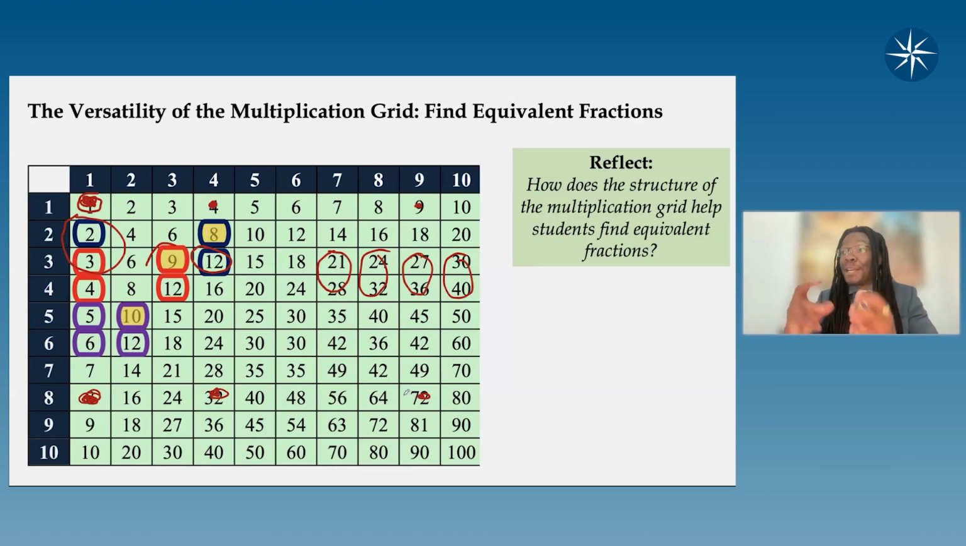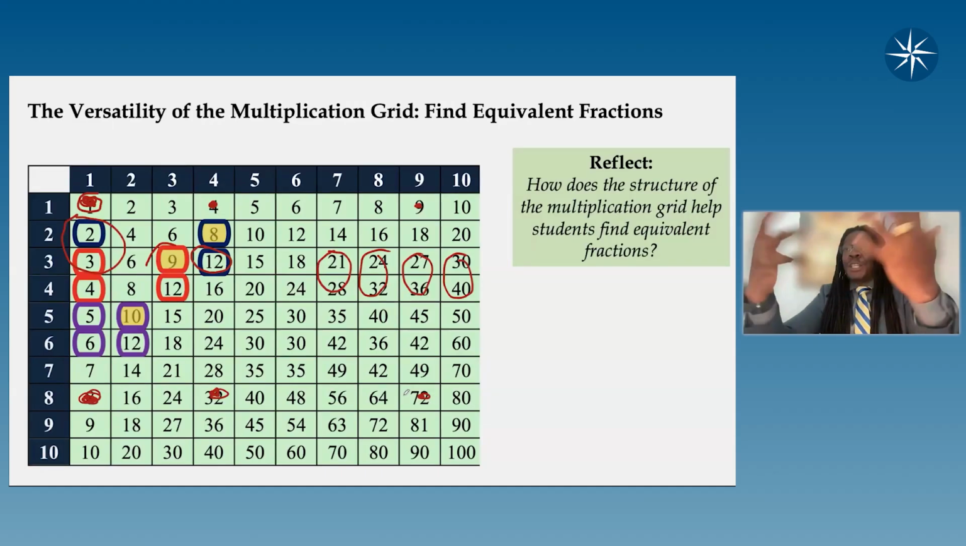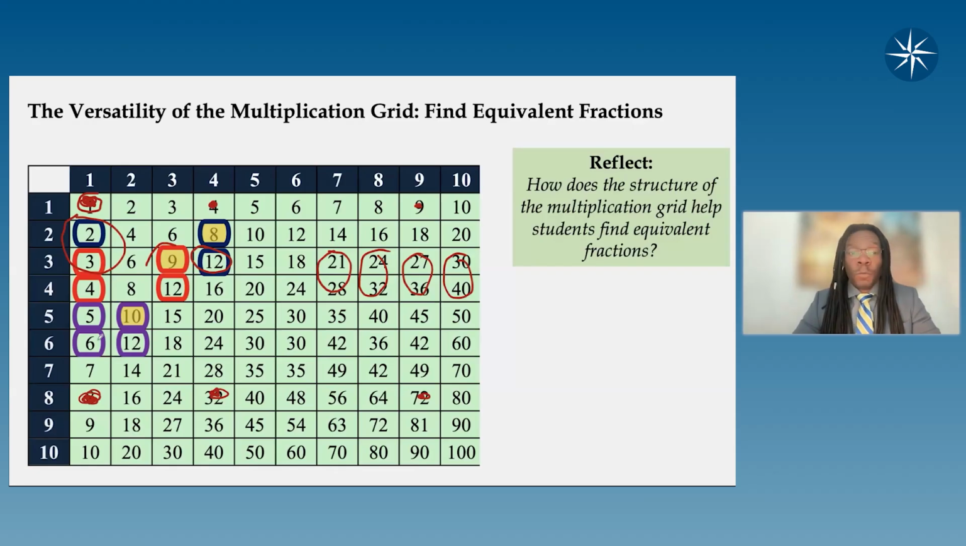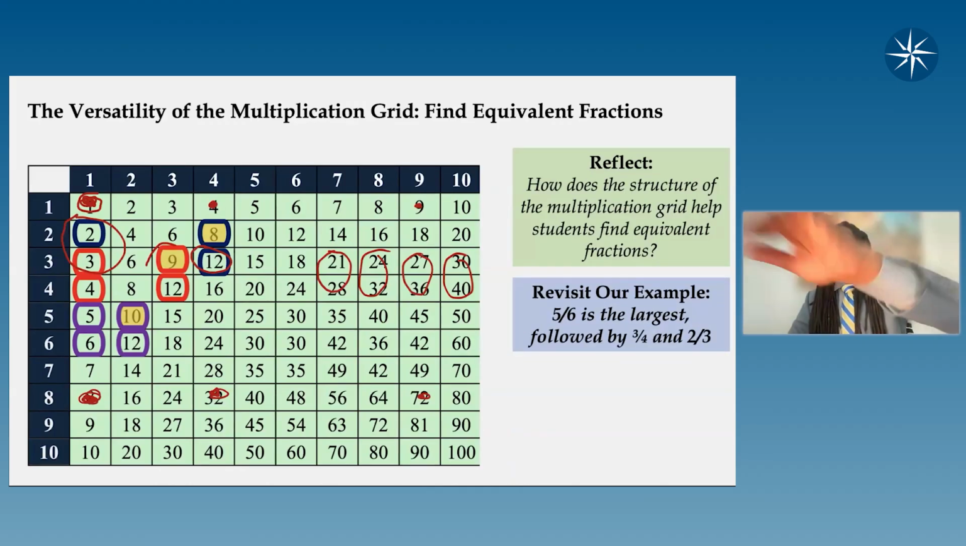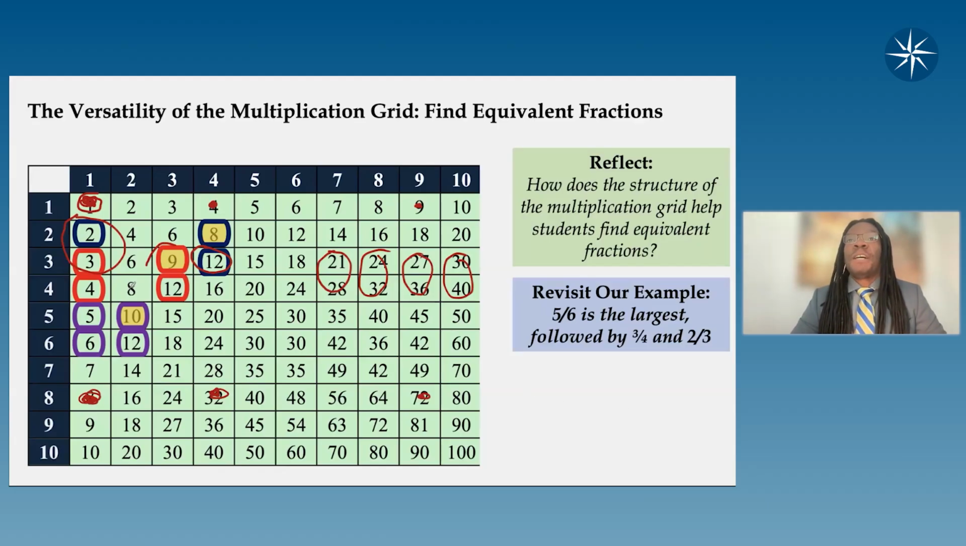And I see some people saying, thank you, because this blew my mind many years ago when I saw it too. Because we were taught with the multiplication grid, but it was not utilized in this way, right? So let's revisit our examples. Based on this, we will know that 5/6 is the largest because they have the same common unit, and now we could compare the numerators.